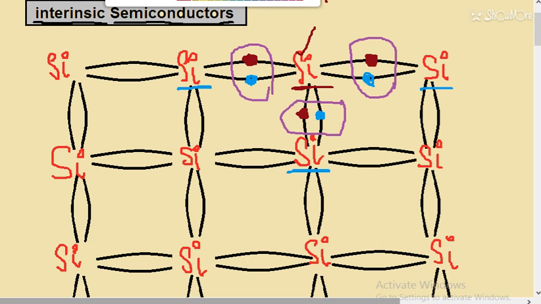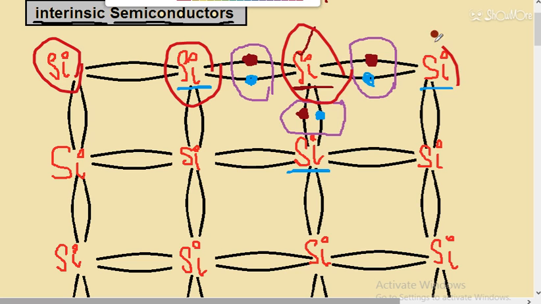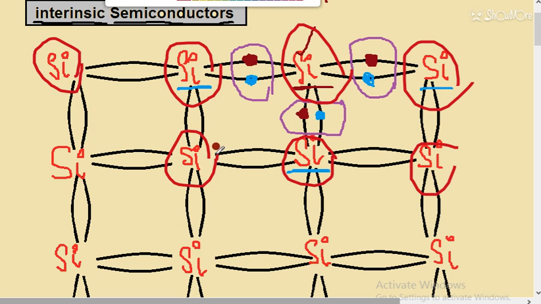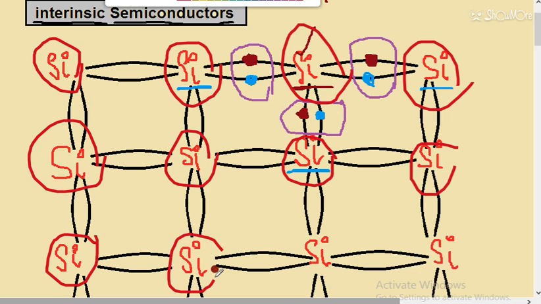Let me take the marker and show you again. All the atoms are the same. You can see here, this is silicon, this is silicon again, and again silicon. Every atom is silicon, no other atom is there. If there are 1000 atoms, then all 1000 atoms are silicon. You can see it, all are silicon.